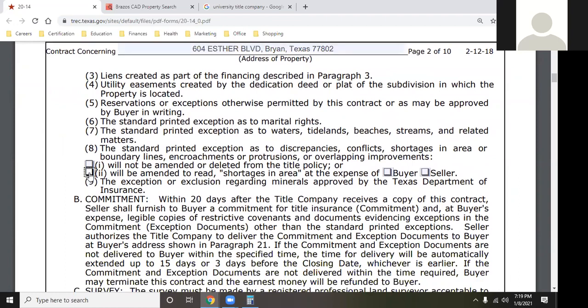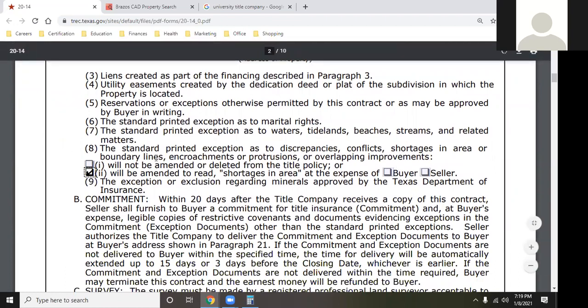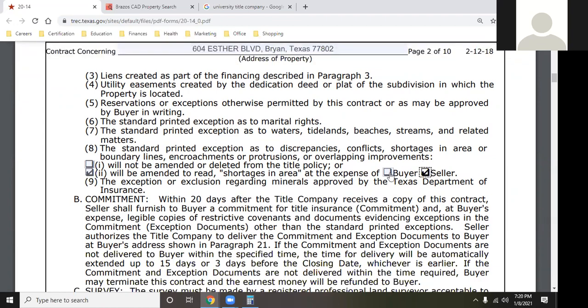Again, in common practice, what I would do is I would have checked that box and I would have put the seller. But in reality, what's going to end up happening is it's going to come back to the buyer. But again, we're writing this contract in whose favor? Stefan's, because Stefan's writing it up.